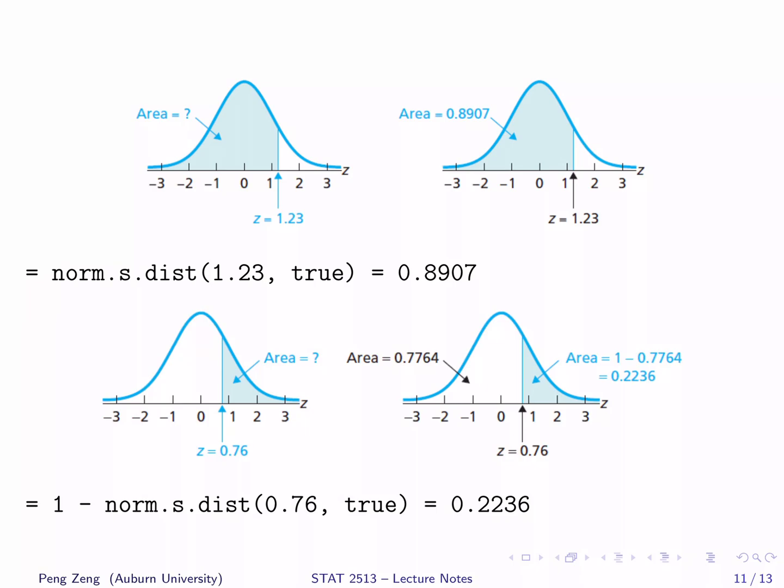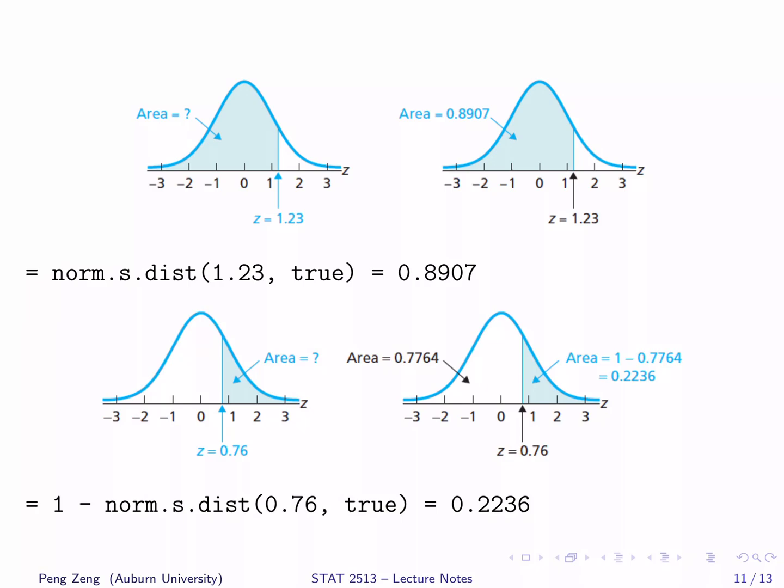Let's revisit the examples we just discussed using the standard normal table. What is the probability less than 1.23? The corresponding Excel function is norm.s.dist 1.23 true. Notice that the second argument must be true. Excel will calculate the probability as 0.8907.